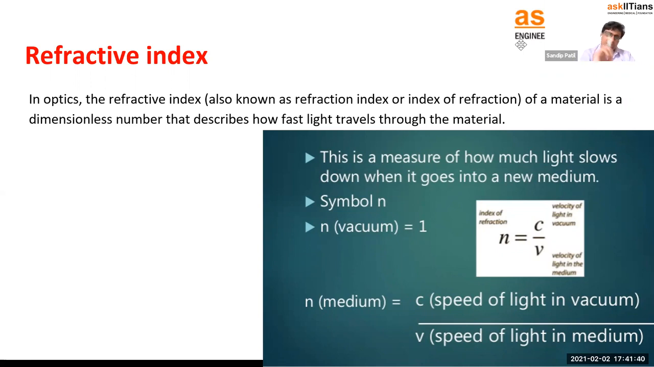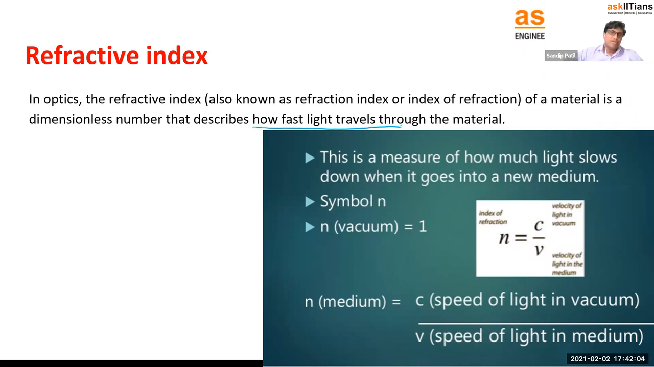It does not have dimension. It is a normal number. It could be 1, 2, like that. That describes how fast light travels through the medium. This is the actual definition of refractive index, which is going to decide all those properties of the light. If you observe very closely, it decides how fast the light is going to travel.